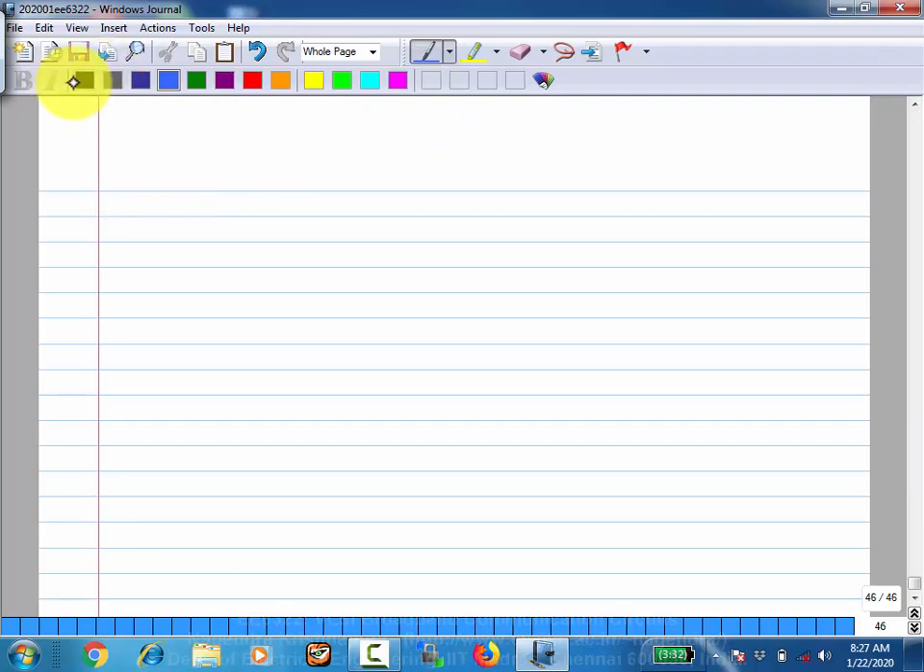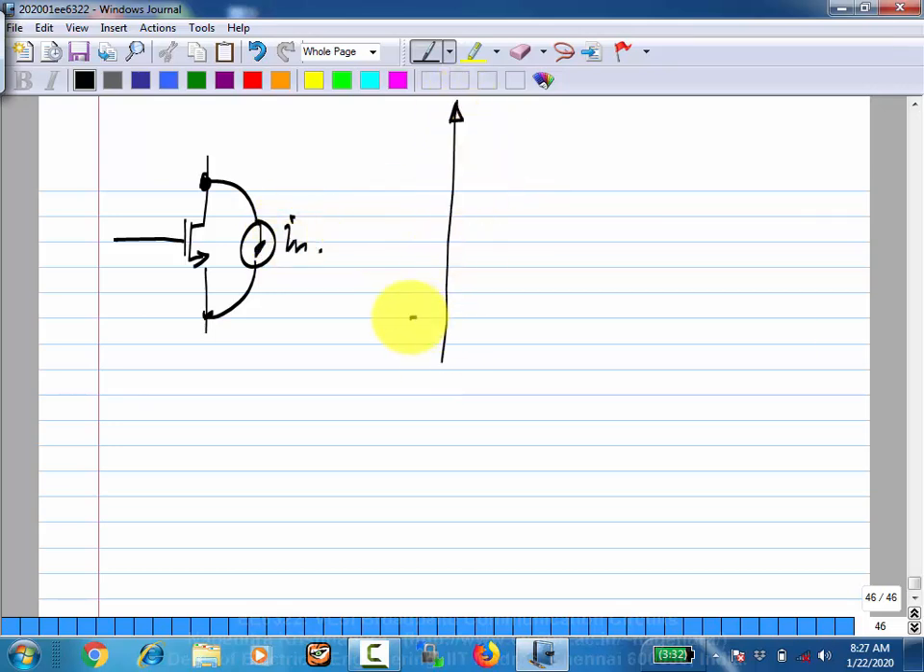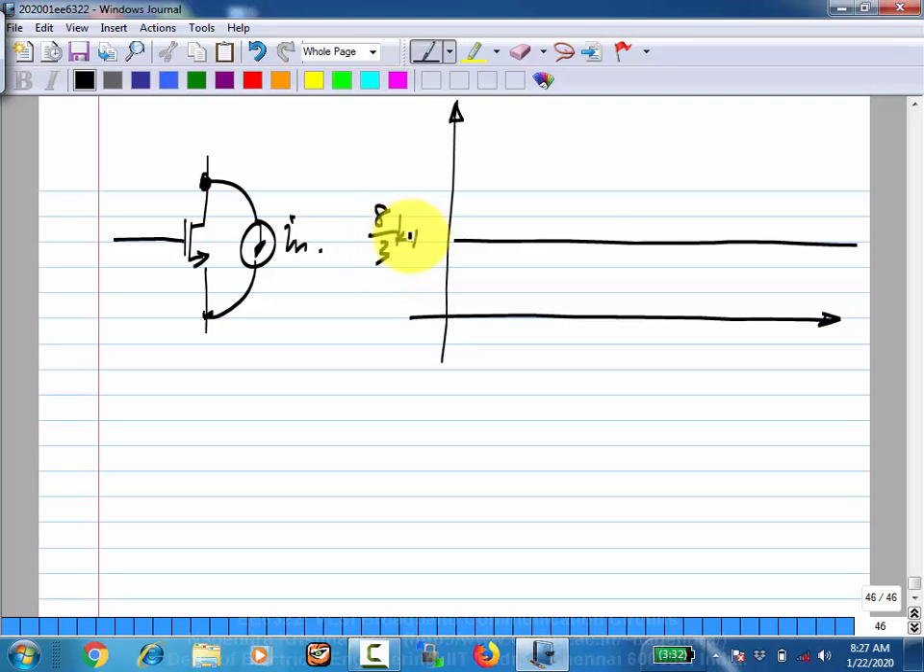Now, just continuing with the noise models. I said that the spectral density of this i_n is a third kT gm. This is the thermal noise spectral density plotted versus frequency.